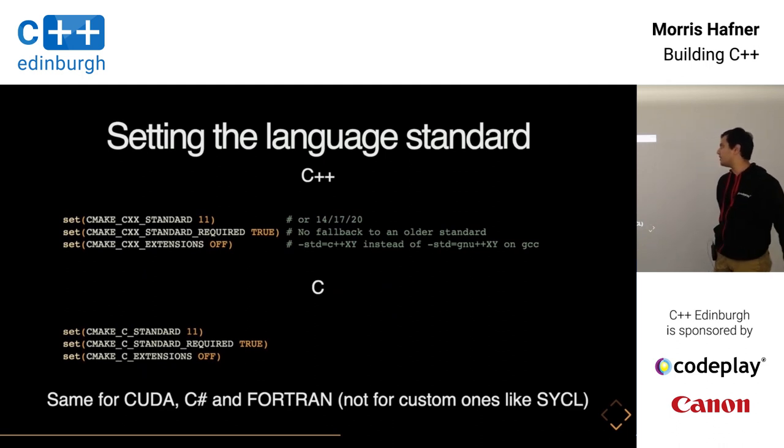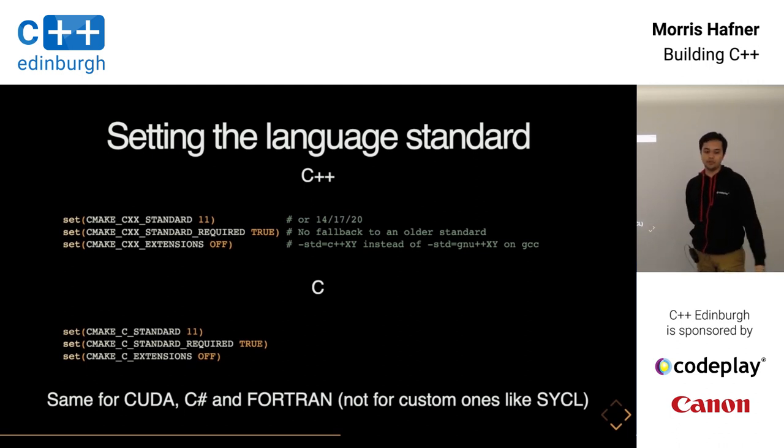Yeah, so as I said here, you can set the language standard, which works for C++, works for C, works for basically every other language supported by CMake, which is CUDA, C#, and Fortran. There are a couple more modules available online. It does not work for custom ones like I did for SQL, for example, because for some reason they hard-coded the list of valid values in the C++ code. So if you want to add your own custom language, you have to fork CMake and edit the C++ source and compile CMake from source.